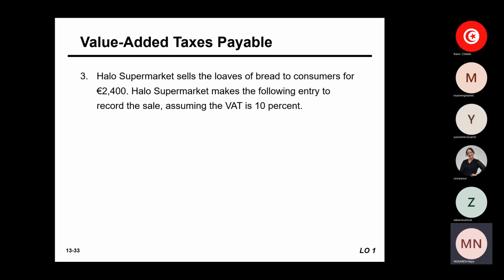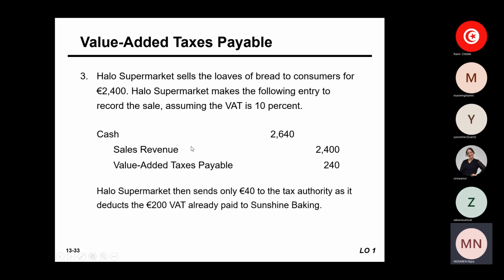Okay, so here if we're talking about selling 2,400, the Hello Supermarket is another party in this supply chain. So now Hello Supermarket, which already paid the 200, will be selling loaves of bread and collecting value-added taxes from the ultimate customer. So here we have 2,400. That's the revenue, which should be multiplied by 10%. So the entire cash collected is 2,640. And we have sales revenue of 2,400 and value-added taxes of 240.